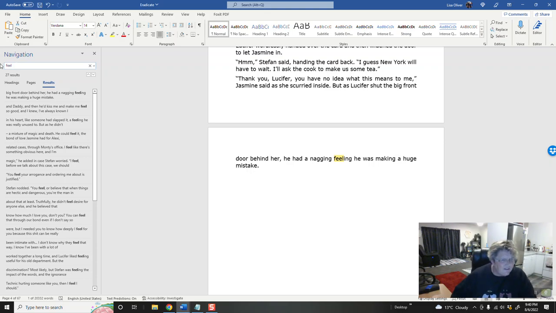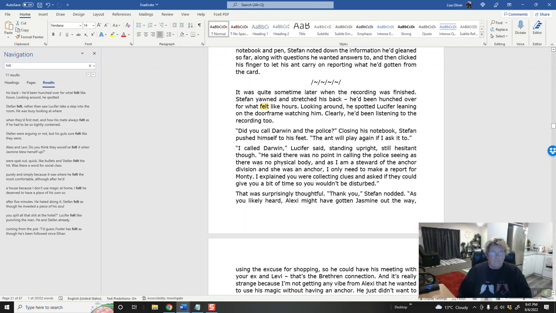Now, I don't think feel actually worked with this, because unfortunately I wrote a scene between Stefan and Lucifer where Stefan used the word feel as in telling Lucifer how he felt, and Lucifer was busy telling him how he felt, and that was actually the crux of the element. But we'll try felt and see if that makes any difference. Okay, and then we'll have a look.